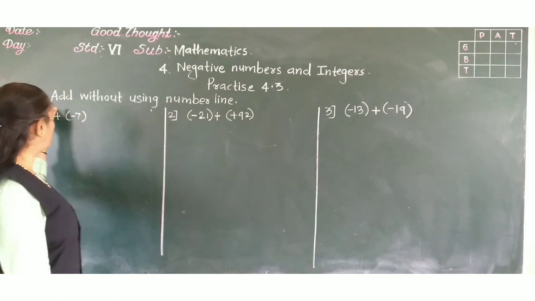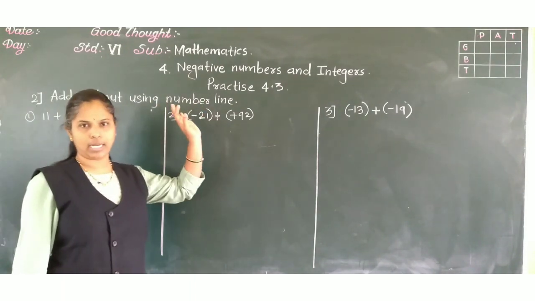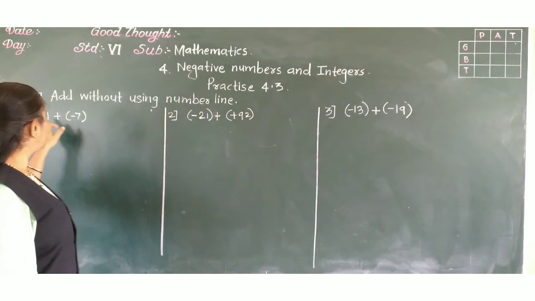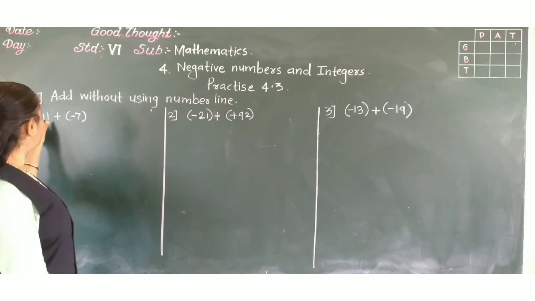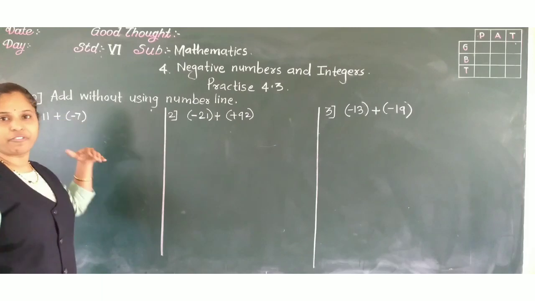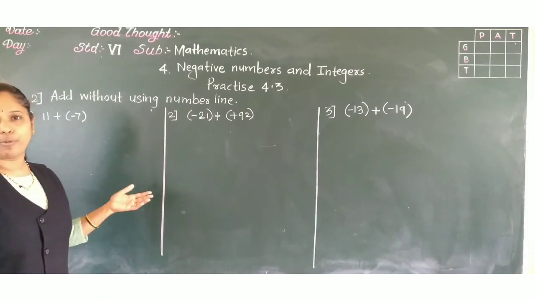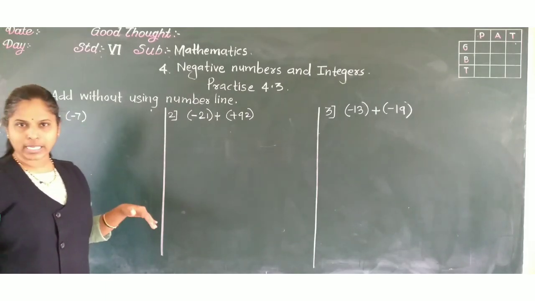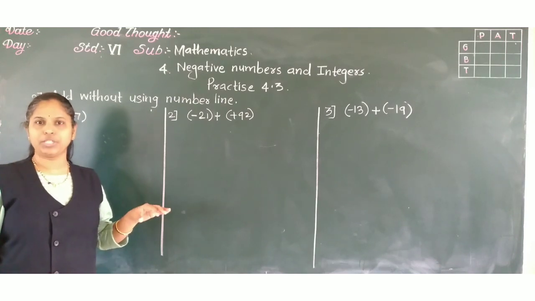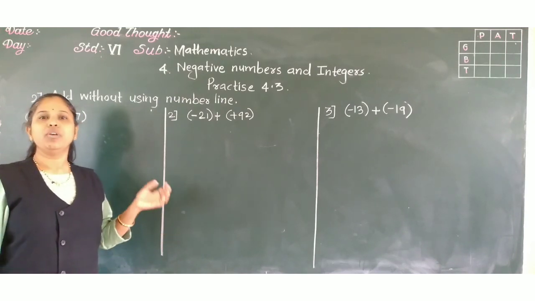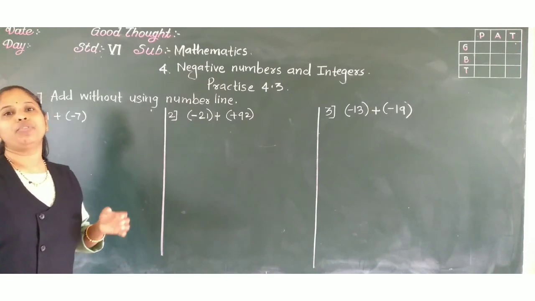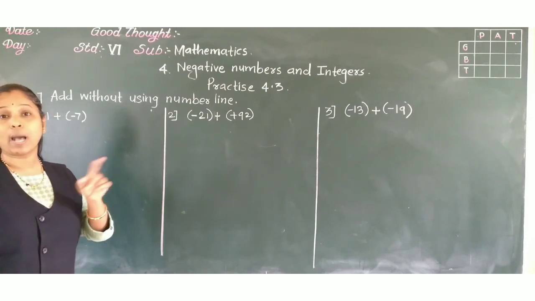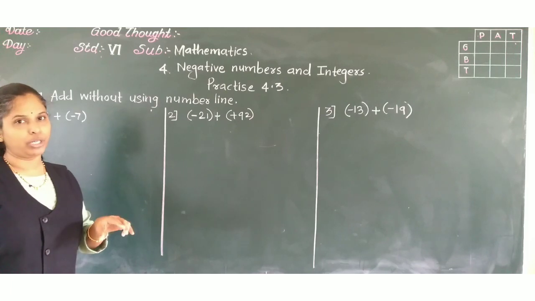Now question number 2, add without using number line. See here, 11 plus minus 7. Here both integers have different signs. What do we have to do then? In this case, when both integers have different signs, we have to take their absolute values and subtract. We have to compare those absolute values.